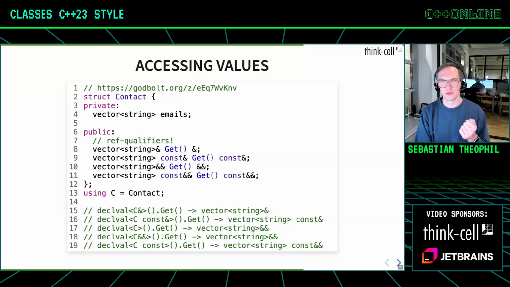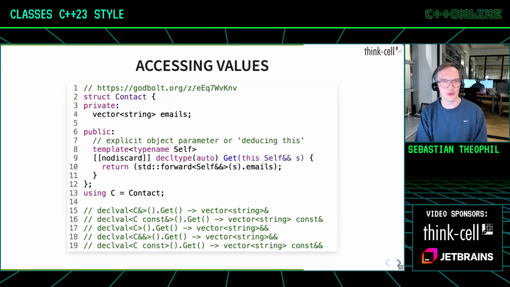So now the explicit object parameter, also called deducing this, comes to the rescue, and that allows us to write member accessors that do the right thing always for L value and R value references alike. Because here the template argument, this self, will resolve to the this pointer. So it will then deduce, depending on what type the this pointer was, R value or L value reference, it will create the correct reference for the emails vector.